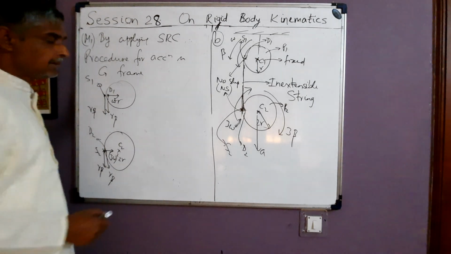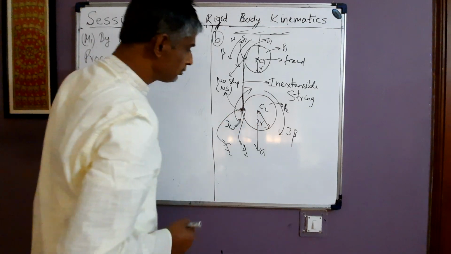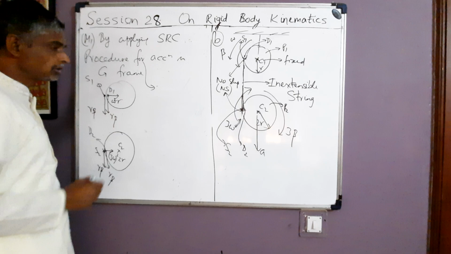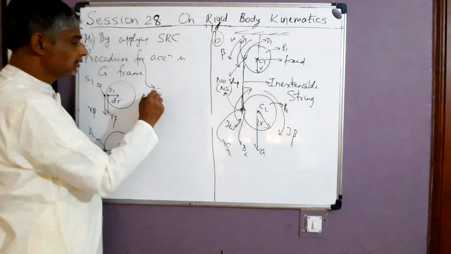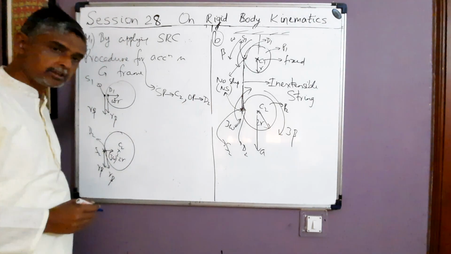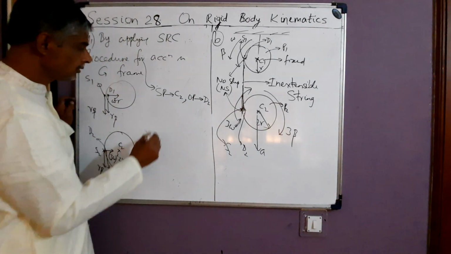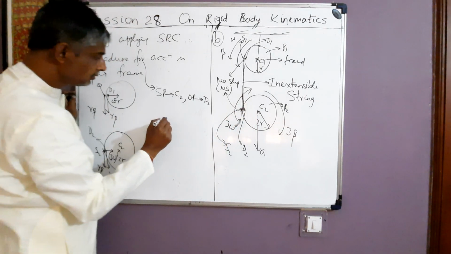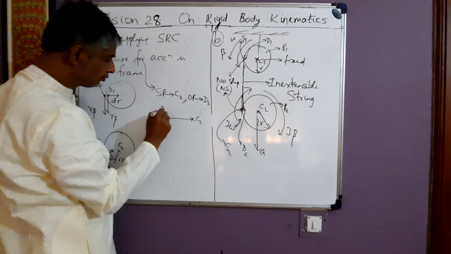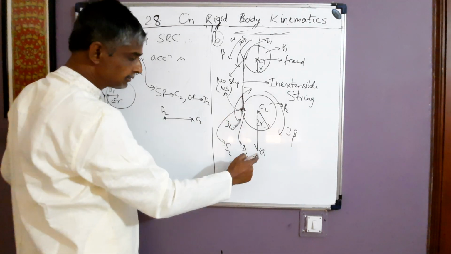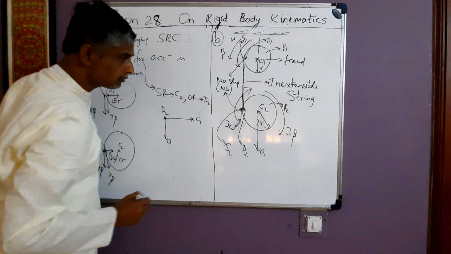Now I apply SRC procedure for acceleration between C2 and D2 in ground frame. So SRC procedure for acceleration in ground frame between the points C2 and D2. SP arrow C2, OP arrow D2. Now I draw the line joining C2 and D2. So this is the line joining C2 and D2. Now I give the acceleration of C2 to D2. Acceleration of C2 with respect to ground is A. So I give acceleration A to D2 in downward direction.